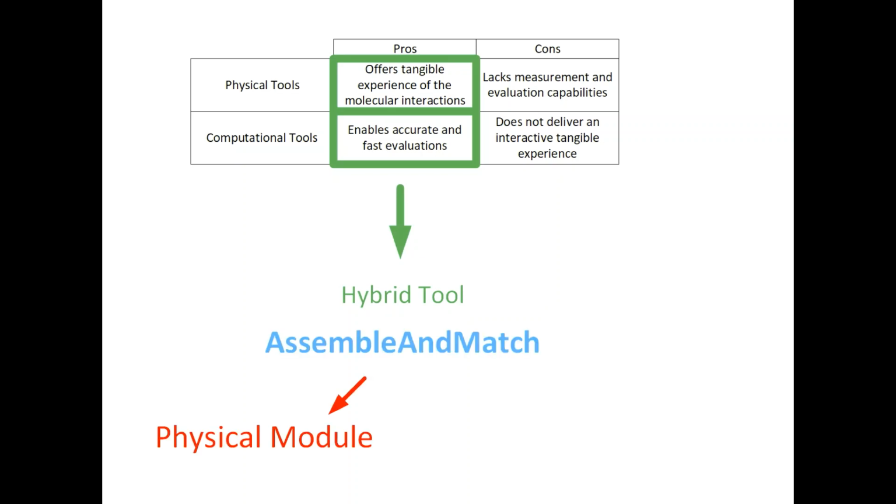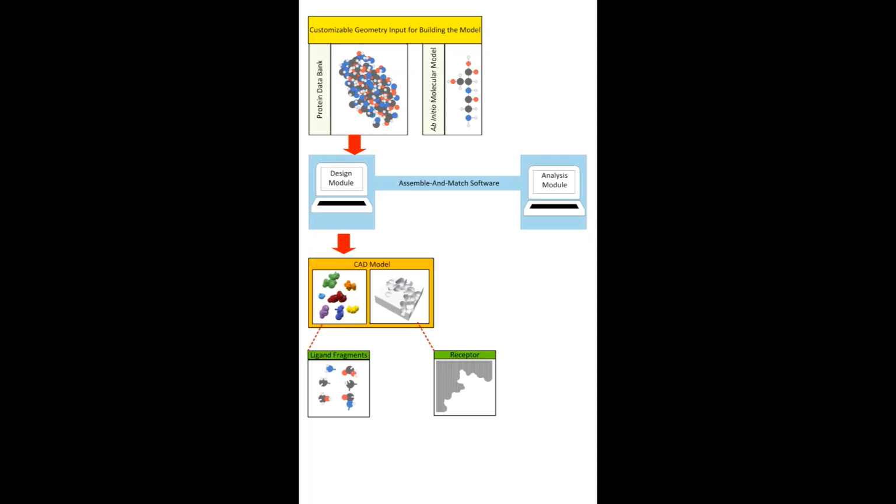We have combined and enhanced the unique, strong features of physical and computational tools to develop a hybrid tool, so-called Assemble and Match, comprised of physical and computational modules. The computational module or software has itself two submodules, one for design and another for analysis. The input in the form of biostructural information from the Protein Data Bank or some customized molecular model is fed to the design module to generate the CAD models of the ligand fragments and the receptor target.